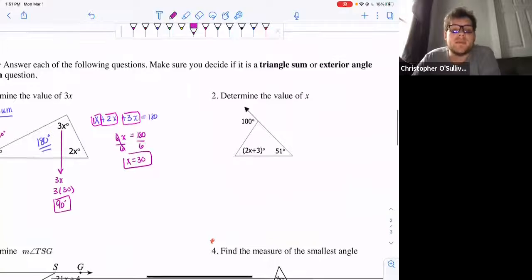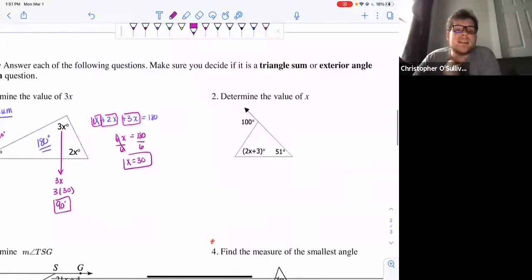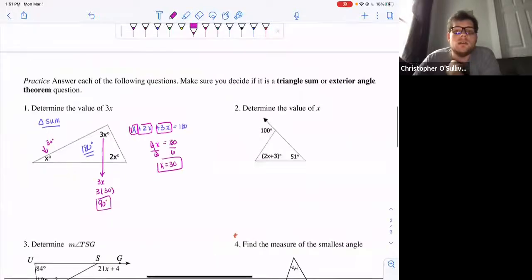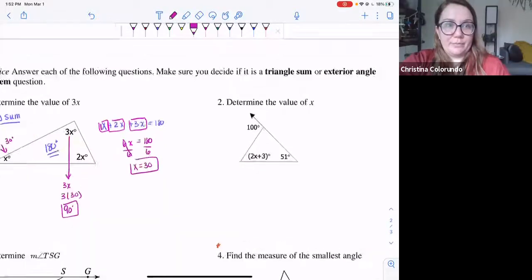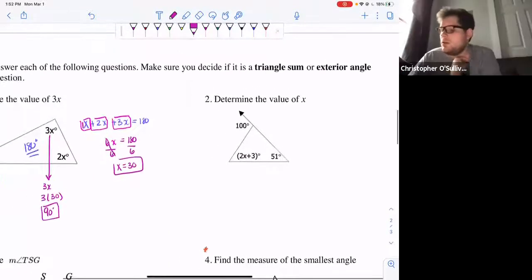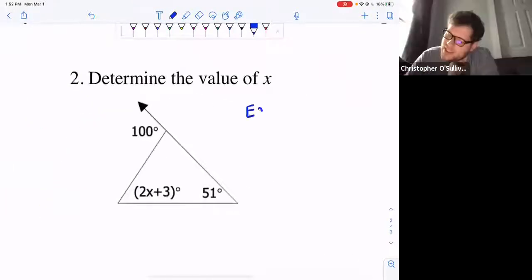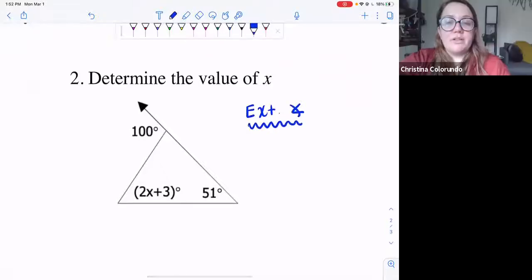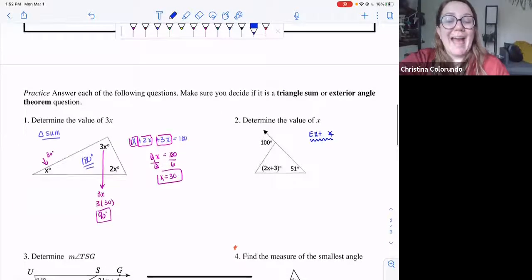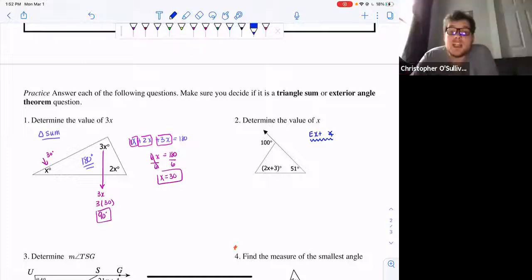All right, now let's go on to number 2. Determine the value of x. So Miss C, I think this is triangle sum also. What do you think it is? I disagree with you. Okay, good. So what do you think it is? I think we're going to have to use the exterior angle theorem. Okay, and can you just explain to me why? In order to determine the value of x, we don't have all 3 angles of the triangle in order to use the triangle sum theorem, but we do have an exterior angle. Perfect. And that's 100% correct.